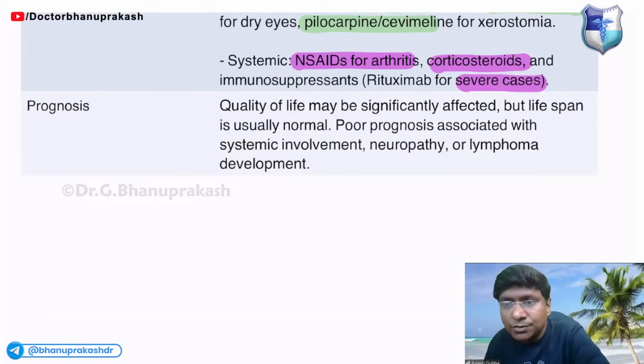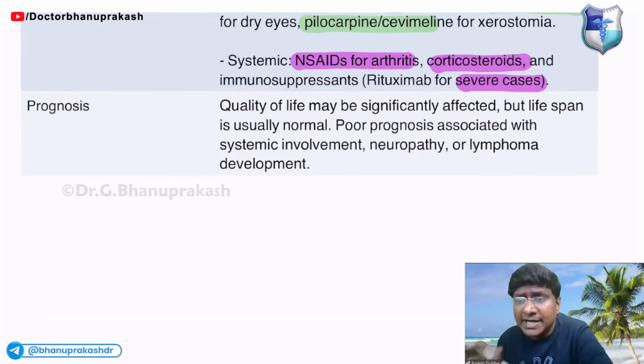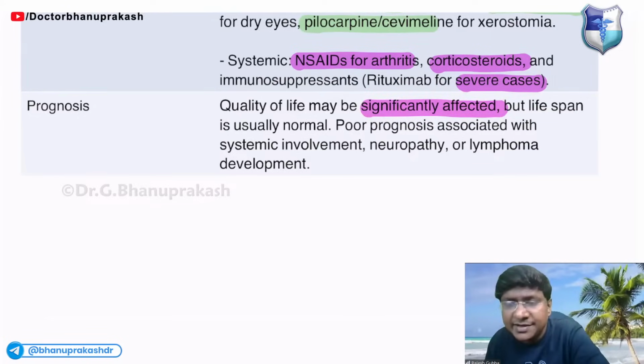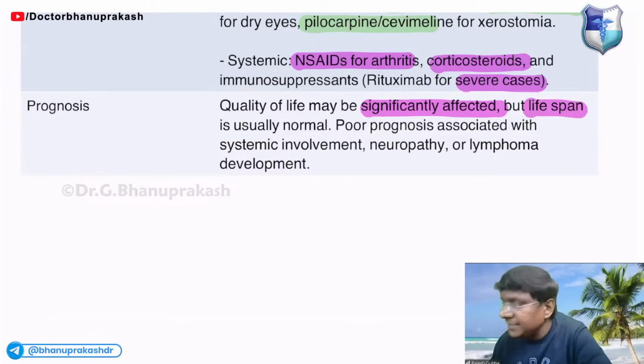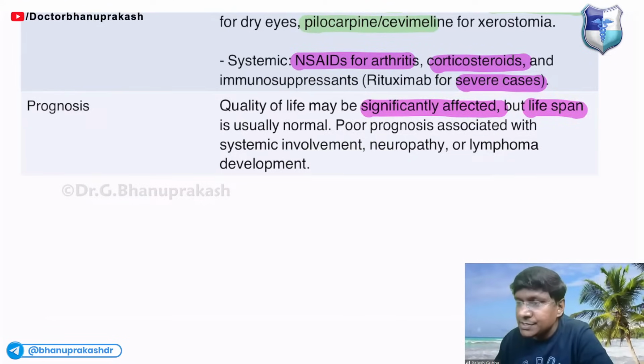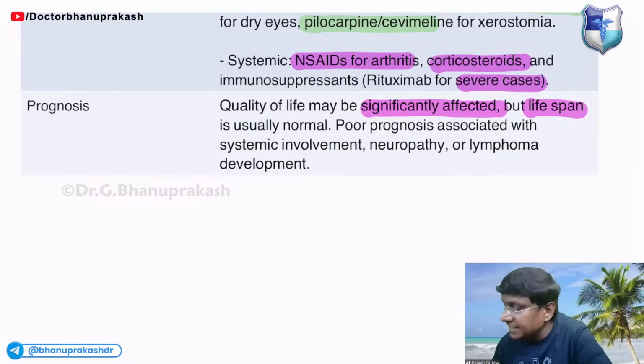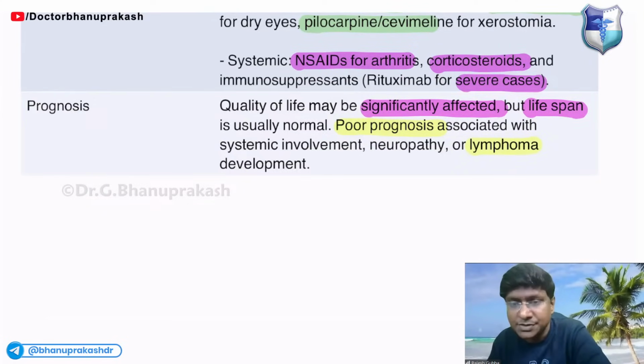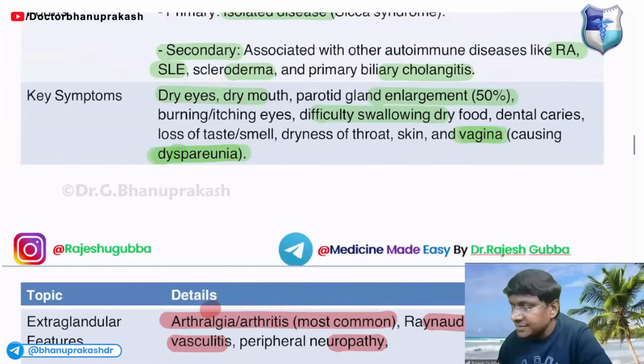And how is the overall prognosis? Quality of life is very significantly affected. Why? Because there is dry eyes and dry mouth. But the lifespan of the individual is usually normal. But when will you have the poor prognosis? If there is systemic involvement, then the individual will have poor prognosis. And if there is lymphoma involvement also, then the individual can have the poor prognosis. Okay, so this is about the story related to Sjogren's syndrome.